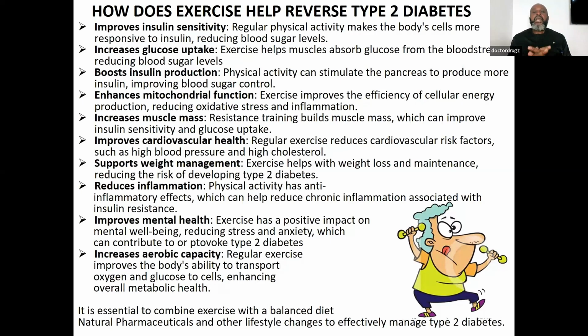Now, it improves insulin sensitivity, increases glucose uptake, boosts insulin production, enhances mitochondria or powerhouse function, increases muscle mass, thereby allowing more cells to draw sugar out of the blood. Of course, it improves cardiovascular health, supports weight management because it burns off fat, which is basically the major factor in measurement of obesity. Then, of course, it reduces inflammation, improves mental health, and increases aerobic capacity because regular exercise improves the body's ability to transport oxygen and glucose to cells, enhancing overall metabolic health. Let us also note that it's essential to combine exercise with a balanced diet, natural pharmaceuticals, and other lifestyle changes to effectively manage diabetes or type 2 diabetes out of existence.